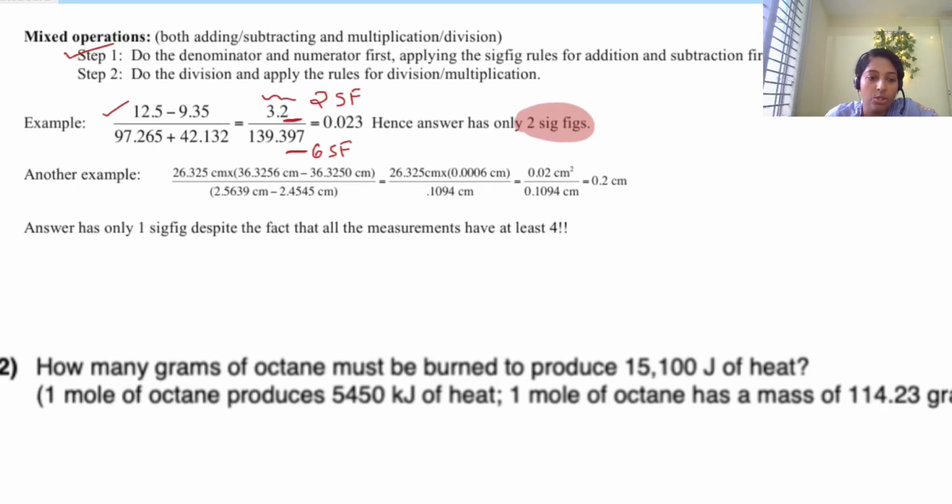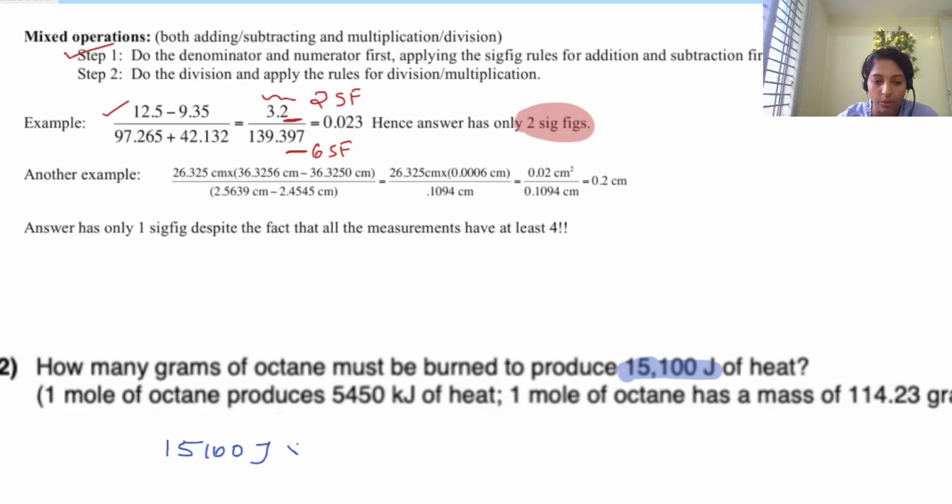Okay, now let's do this question. How many grams of octane must be burned to produce 15,100 joules of heat? Okay, so they were given some data here. Grams, see this kind of dimensional analysis question you can expect. Through dimensional analysis you can do this problem. So how do you start? You can always start with the given stuff, right? So this is the given stuff.